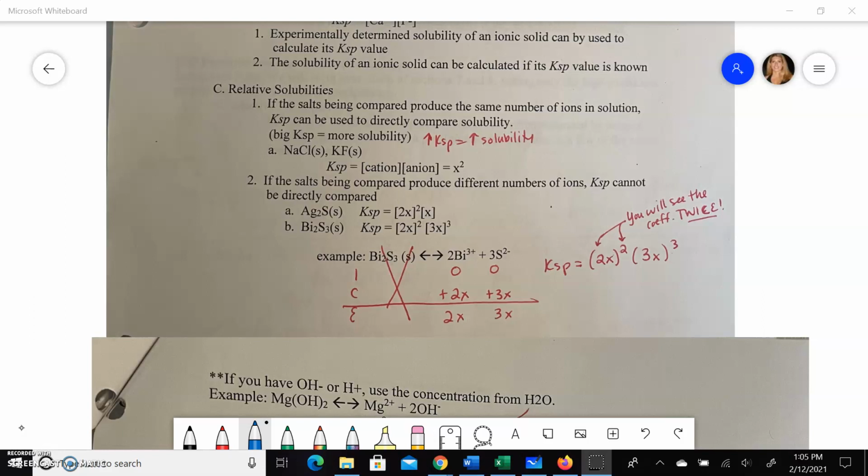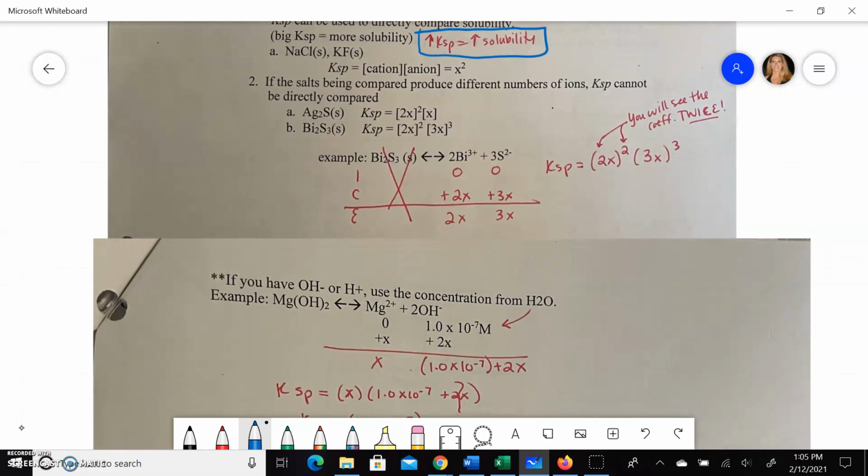But if they do, then we can use this general rule, just like before, that the higher the KSP, the more ions you have, which means the more soluble it is. So here's just an example. Notice that in the ICE table, we cross off the solid. So be careful if you're doing solubility. Anytime you have KSP, you're not going to have that reactant. You just go towards the zeros for the products, but be really careful.